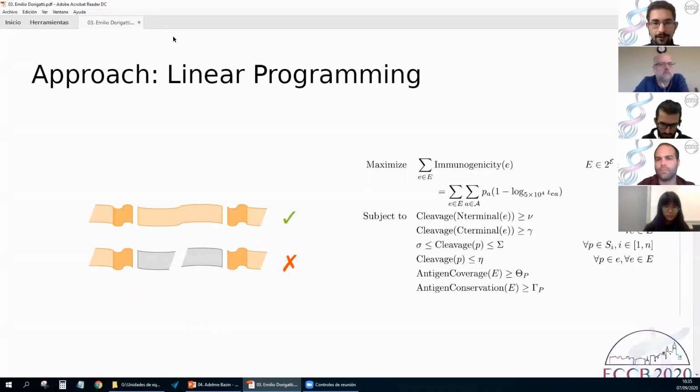We have then constraints that force the linear program to select epitopes that have a minimum coverage of antigens and a minimum conservation. This means that the vaccine will target regions that do not mutate very frequently and is able to cover a large part of the strains in circulation. And finally, we also force the linear program to select epitopes that cover a large portion of HLA alleles so that the vaccine itself can be effective against a broad population.